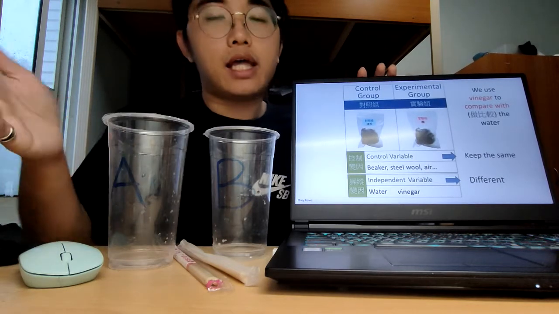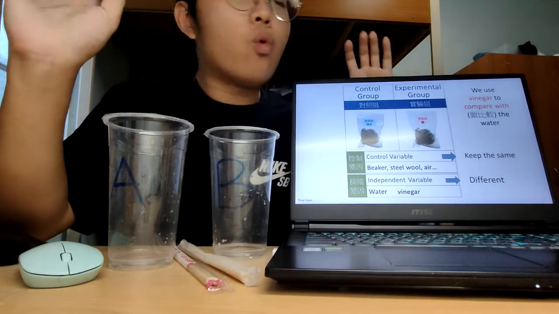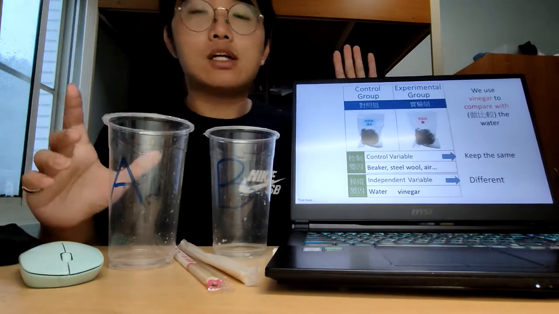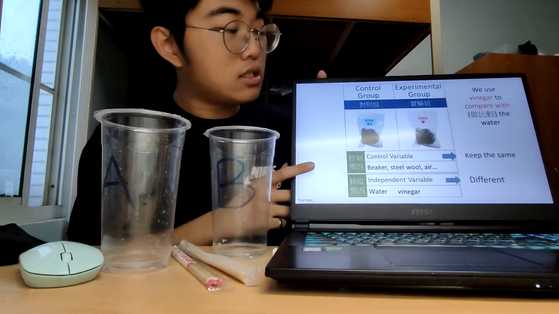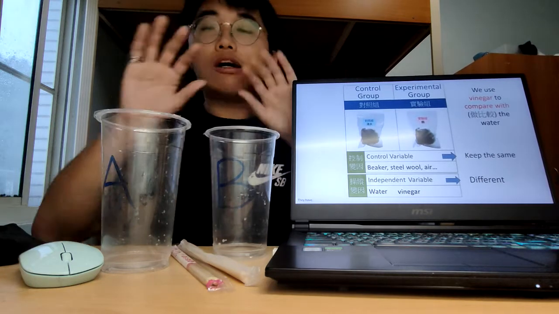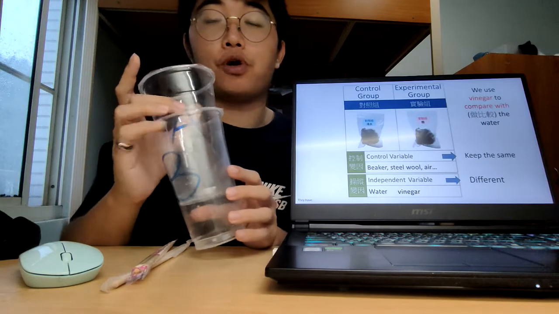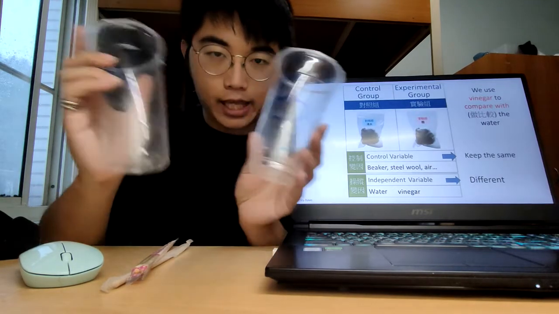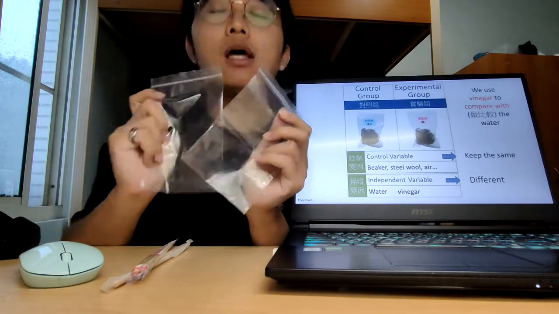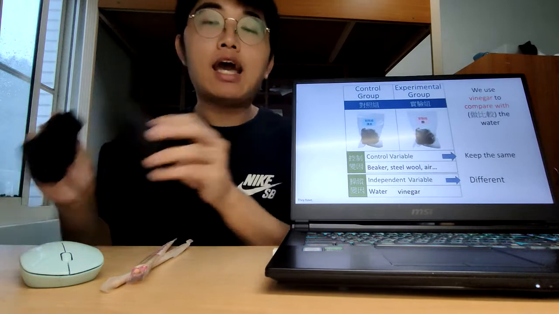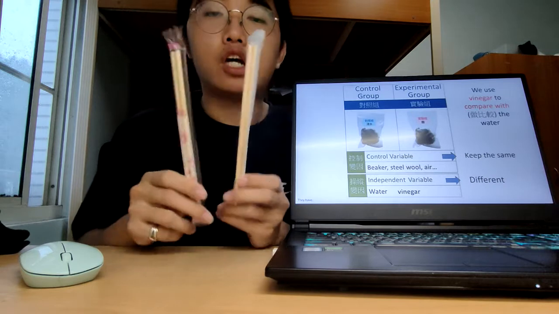The control group is Anderson. 水. Yes, 水 in English is the water. So the control group is the water and the experimental group is the vinegar. Okay, so here are the control variables. Control variable is something we keep the same. In the control variable, they have the same, what is this? The same beakers. They have the same zipper bags. They have the same steel wool. And they have the same chopsticks.